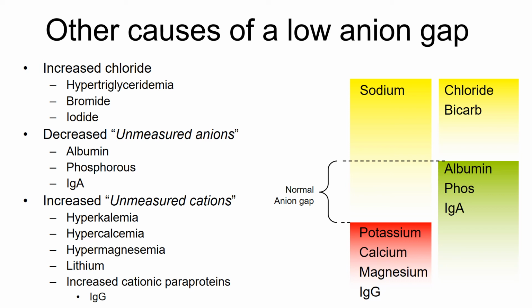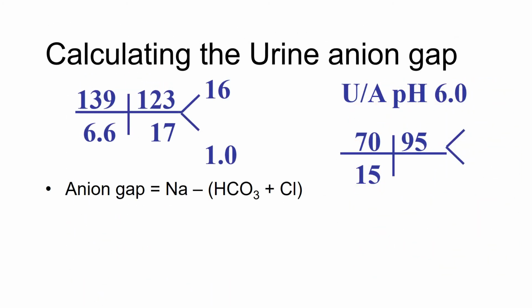Hyperkalemia, hypercalcemia, high magnesium, and very high lithium levels can give you a very low anion gap. So again, use clinical pulse to try and apply those in patients who have a problem.